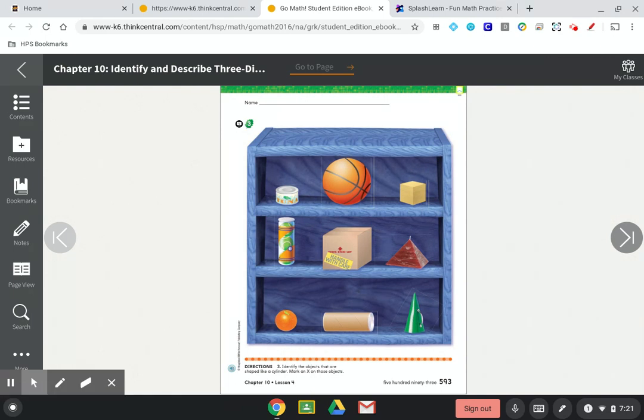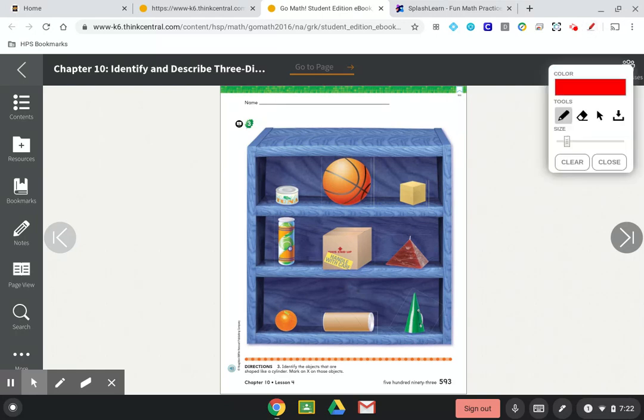Now let's look at our mini bookshelf here. Identify the objects that are shaped like a cylinder. And the directions also say mark an X on those objects. Okay, I can do that. Let's start with the very top shelf. I see a tuna can. It has a top and a bottom. There's a flat surface on top, and there's another flat surface on the bottom right here.